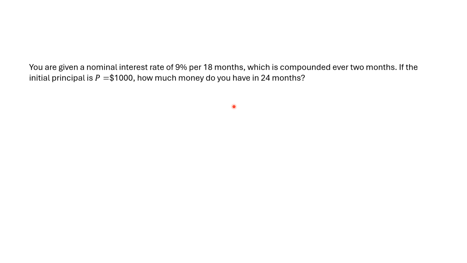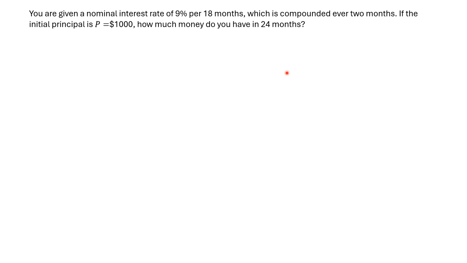So let's have our example. You're given a nominal interest rate of 9% per 18 months. I shifted things around. So I know I said it was usually annual, which is the case, but it doesn't have to be. So in this case here, our nominal interest rate is per 18 months, and it's 9%, which is compounded every 2 months. Again, I made it a little bit different from what's typical. If the initial principal is $1,000, how much money do you have in 24 months?